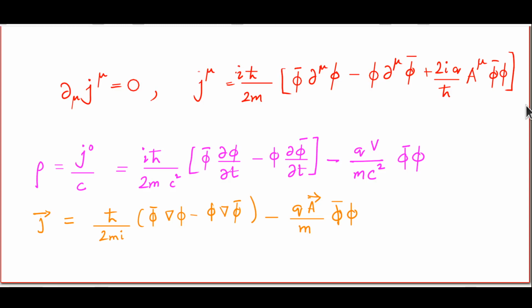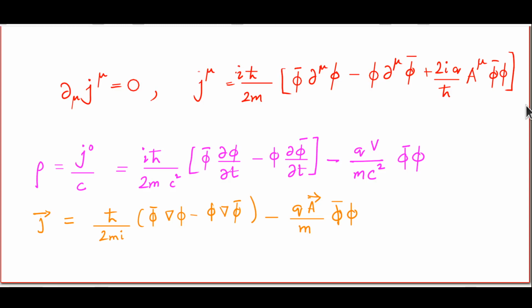And from this we can easily derive, by following the same procedures as before, the probability density ρ and the probability current density vector j. These turn out to be almost exactly the same as the ones we had earlier, except that ρ now has an additional term minus qV by mc² φ̄φ, and j is supplemented by an additional term minus q A vector by m φ̄φ. So these are the additional corrections we have to the components of j^μ in the presence of an electromagnetic field. We will take a look at what these terms mean later, when we talk in more detail about the interaction between charged particles and electromagnetic fields.